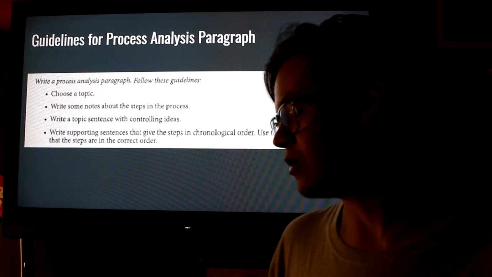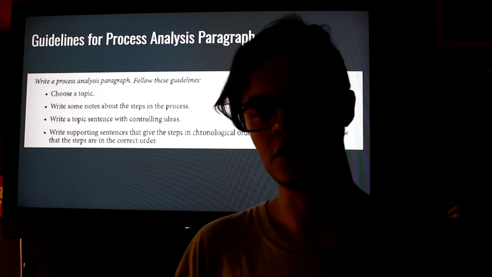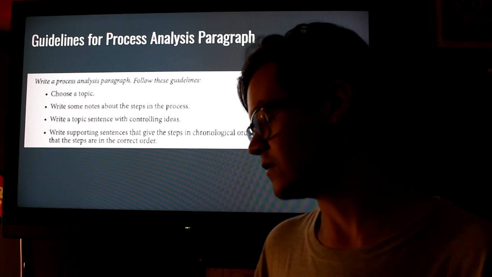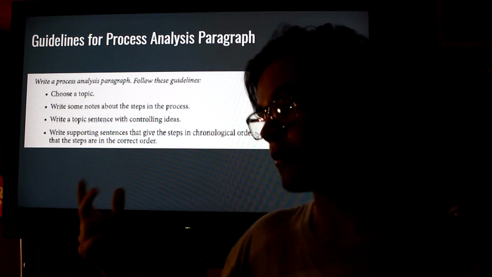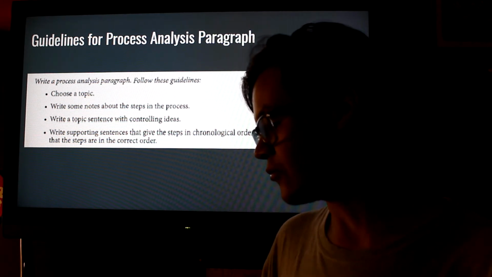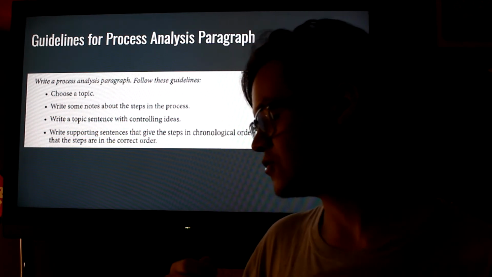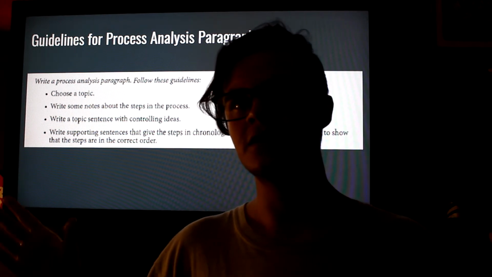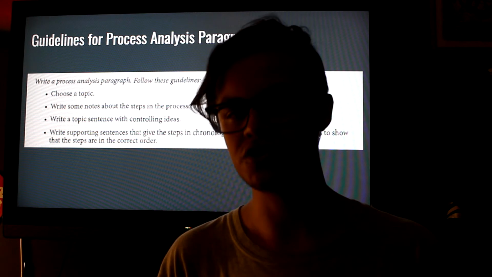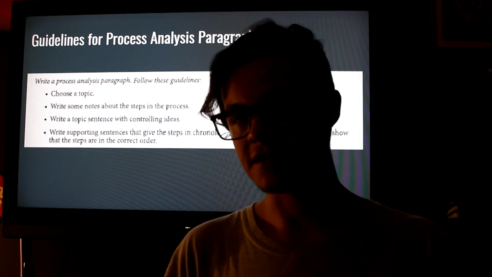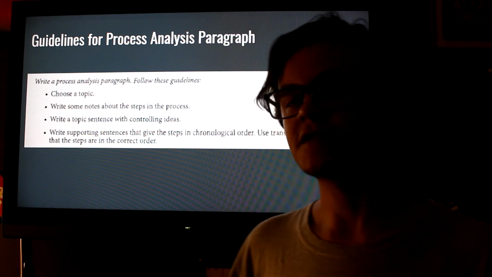Choose a topic, write some notes about the steps and the process. This is to help organize them so they are easier to understand. Write a topic sentence with controlled ideas, basically the same train of thought as the last point. And write supporting sentences that give the steps in chronological order. Use transition words to show that the steps are in the correct order. This is basically how we mix every component of the paragraph and the instructions and the elements. The timing is very important. This is where it all comes together to form the process analysis paragraph.